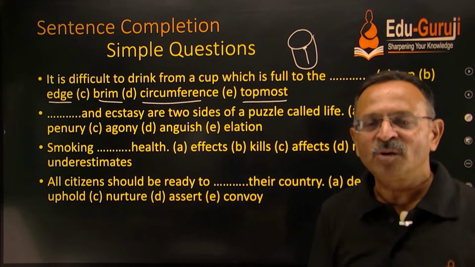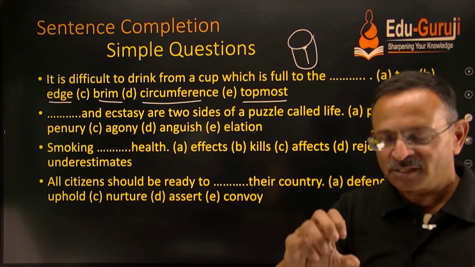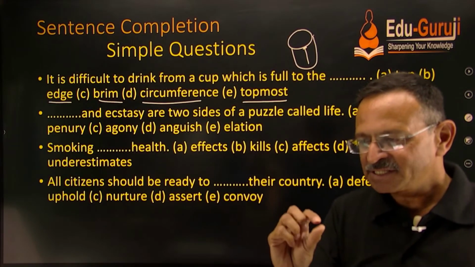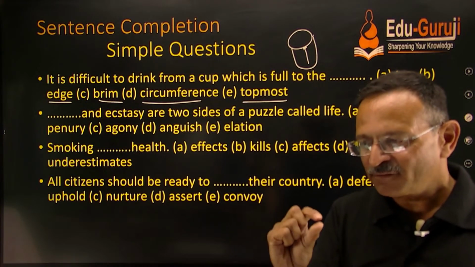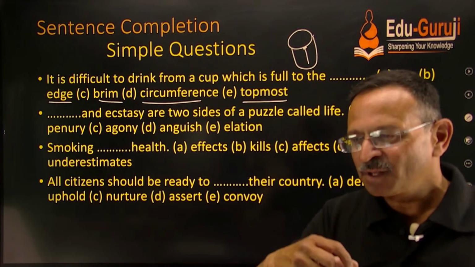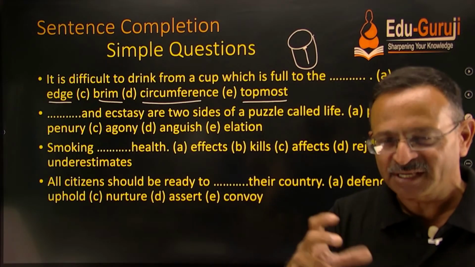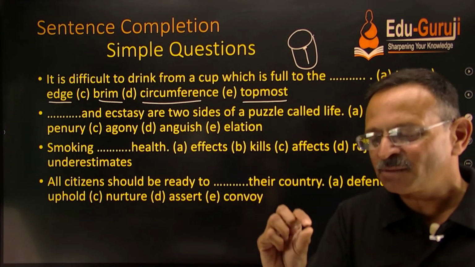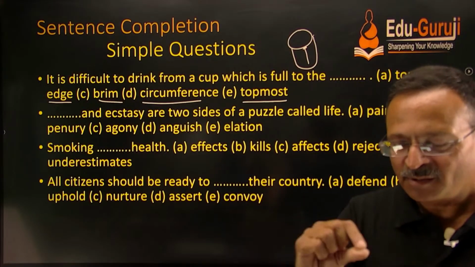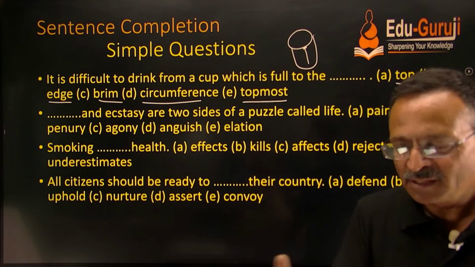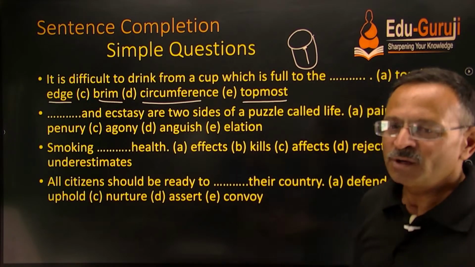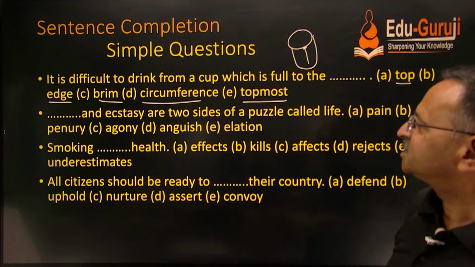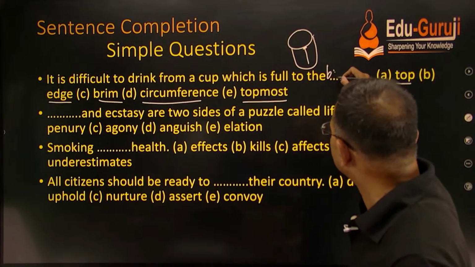Edge cannot be, because it's not what you can say. It is not the brim actually. You cannot say it is a brim. It is just a part of that particular cup or any container. Similarly, you cannot have top also. Top can be anything. So the answer would be the brim.